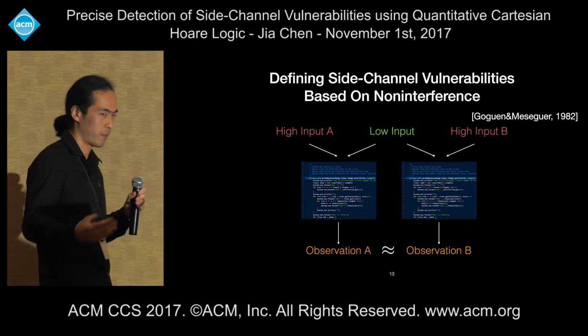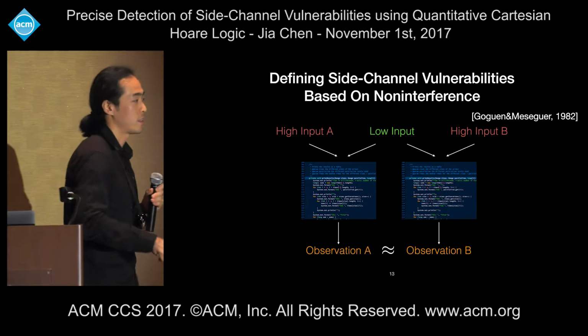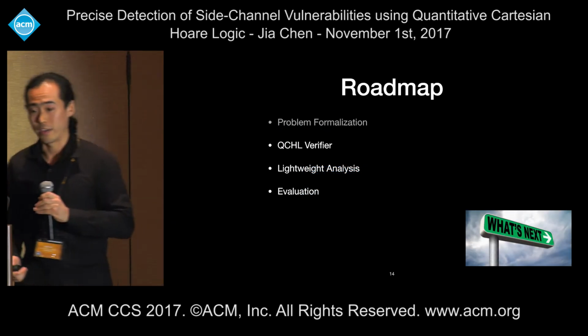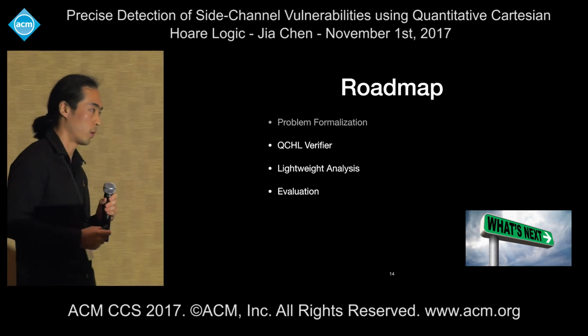So that is the formal definition, and that is what we do. We take a program, and we try to prove that it has this property. If it does not, we issue a warning. Now that we have a definition, let's start by looking into the verifier part of the tool.